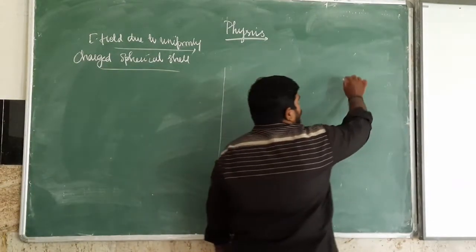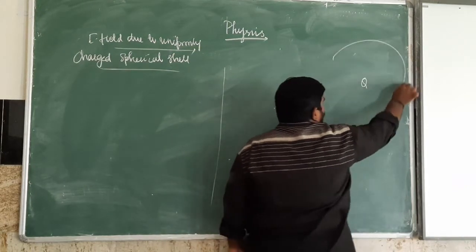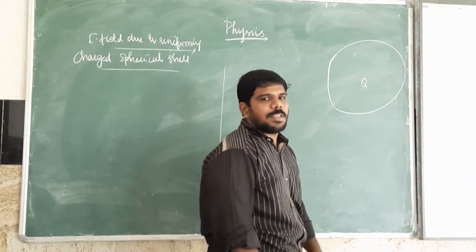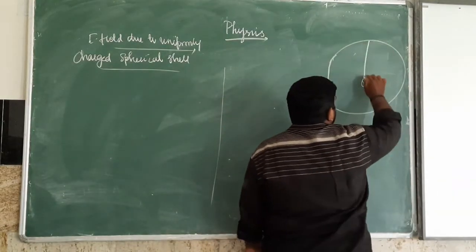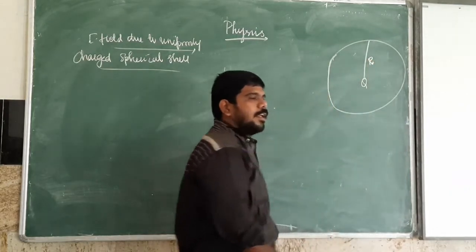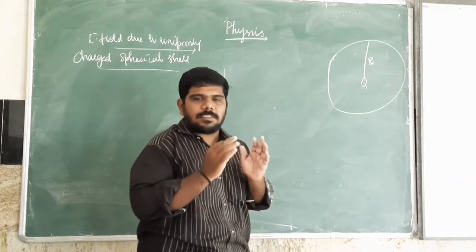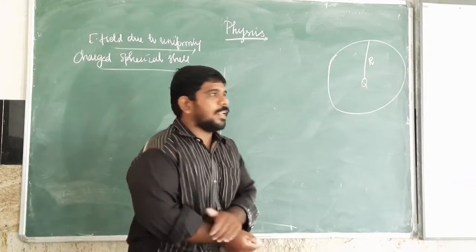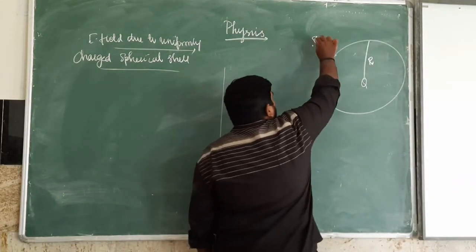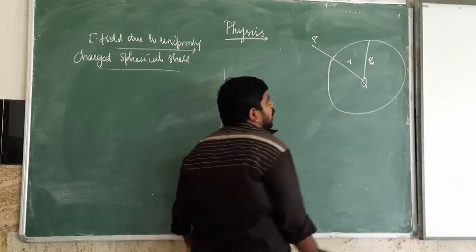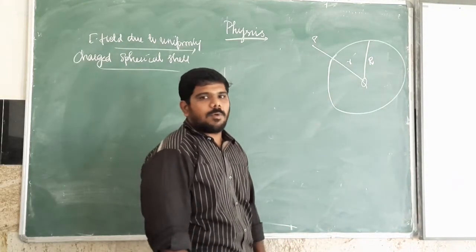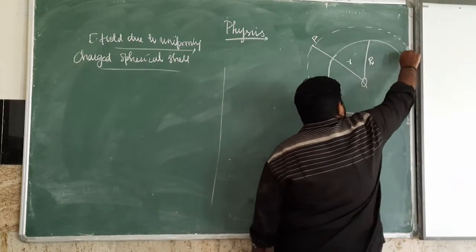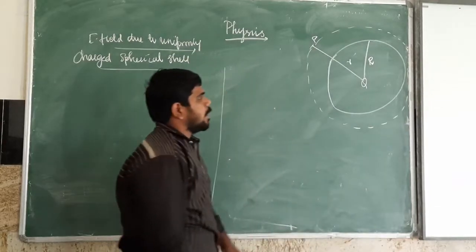Consider a point charge having a uniformly charged spherical shell having a radius capital R. Let P be a point at a distance r. Constructing the Gaussian surface at the radius of small r.